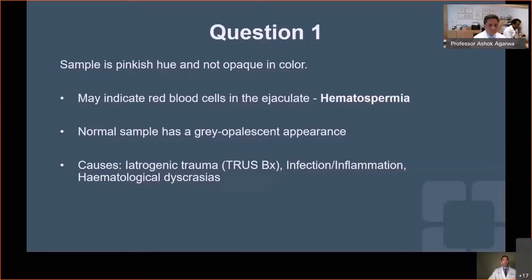Patients should be reassured that the hematospermia will likely clear after several more ejaculations, and the specimen can be recollected if needed.